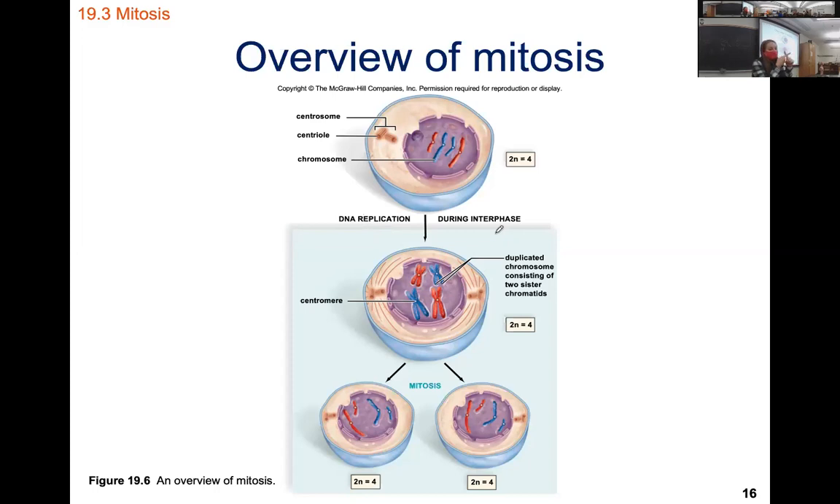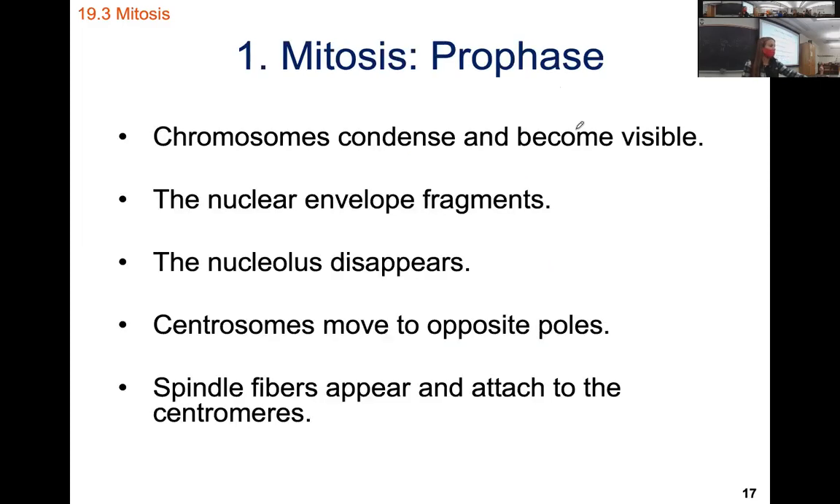Then you have division. So you made the exact copy, and then we divide, and now each of the daughter cells, these are considered daughter cells here at the bottom, look exactly the same way when we started. They have 2 red, 2 blue, 1 big, 1 small. The first step of mitosis is prophase.